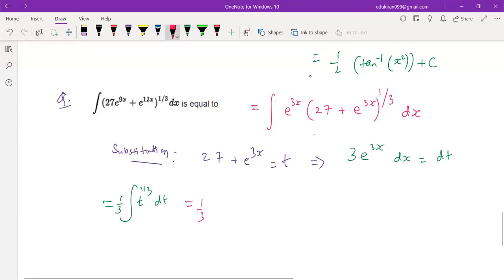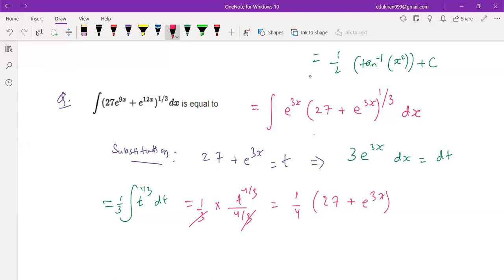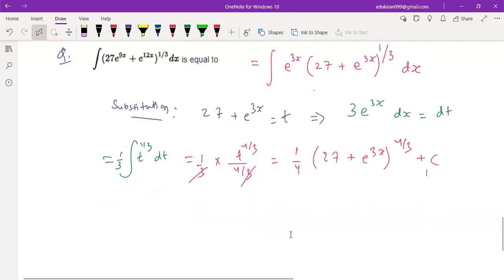If you integrate it, it will be t to the power 4 by 3 by 4 by 3. So this 3 will cancel. And this is 4. And t is 27 plus e to the power 3x, to the power 4 by 3, plus c. This is what we will get. Is it okay, Shavaz? So you are just getting 1 3 extra. Rest is all okay.